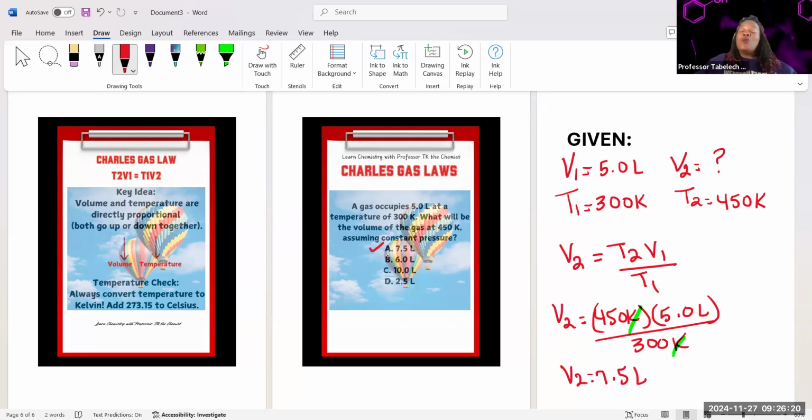Stay tuned because we're going to do another example of the gas laws. This time we're going to do Gay-Lussac's law. So stay tuned.